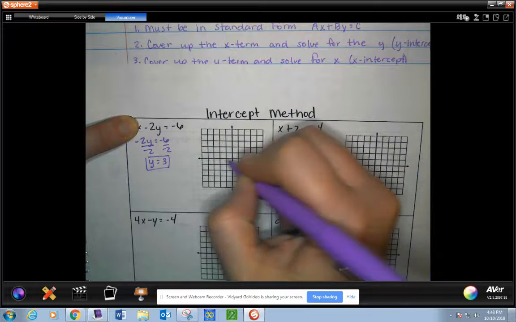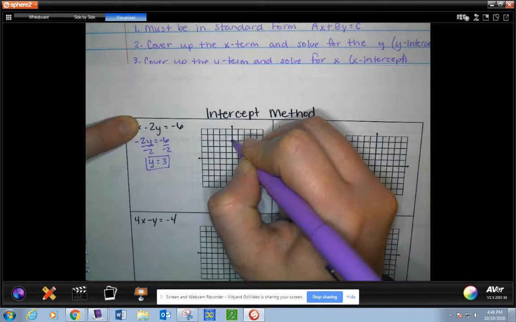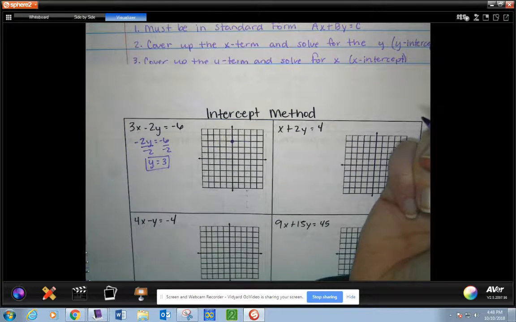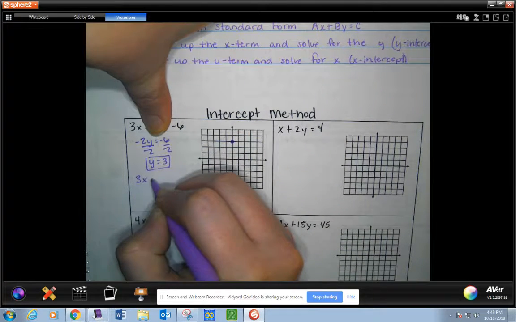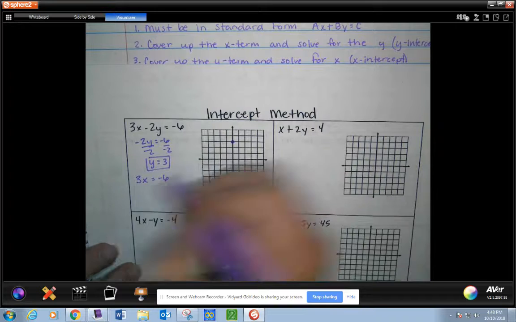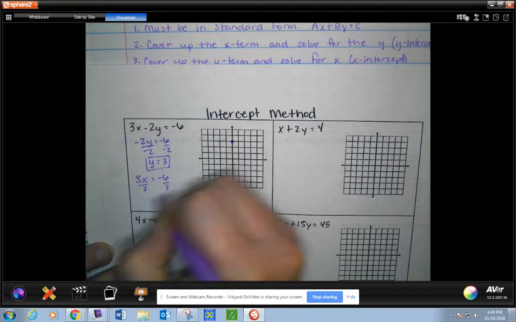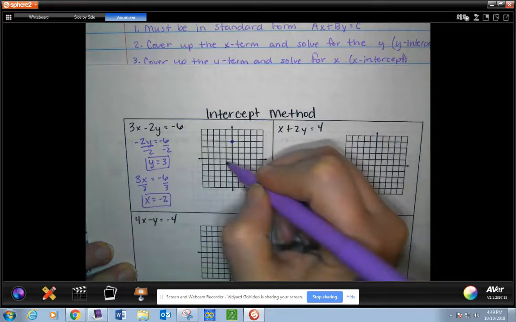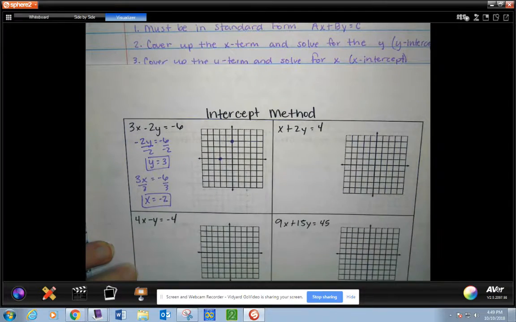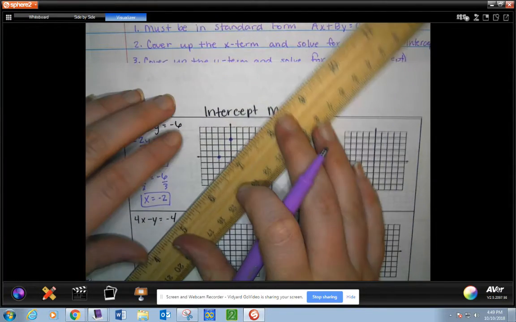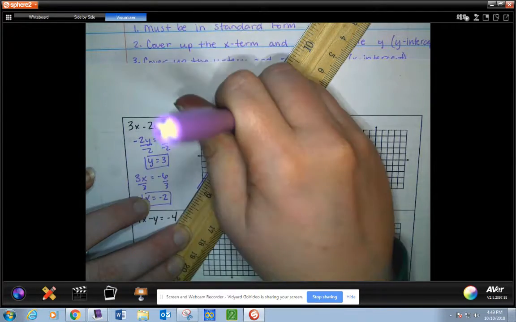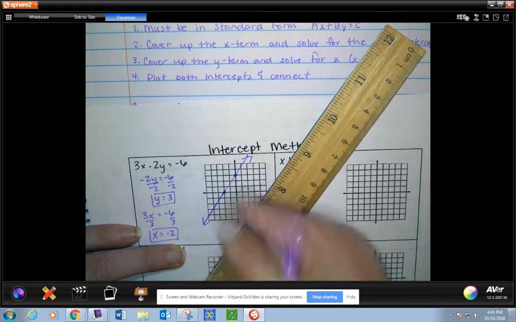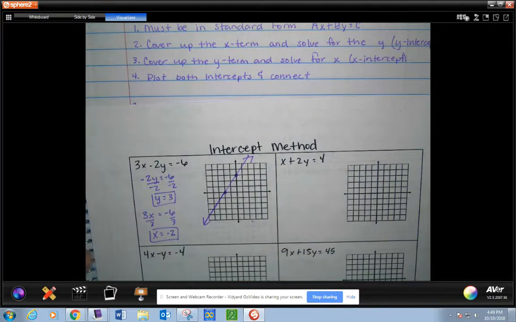I'm going to go to the y-axis and put a point at 3. Now I'm going to go back and I'm going to cover up my y. And so now I have 3x equals negative 6. And I'm going to divide by 3 and x equals negative 2. So I'm going to go to my x-axis at negative 2. Now that I have my 2 intercepts, I'm just going to take my ruler, draw in my line, and that is what intercept method is.